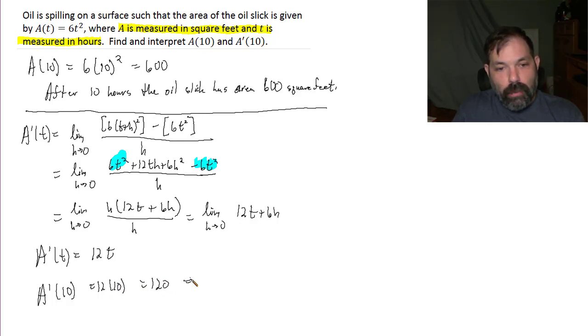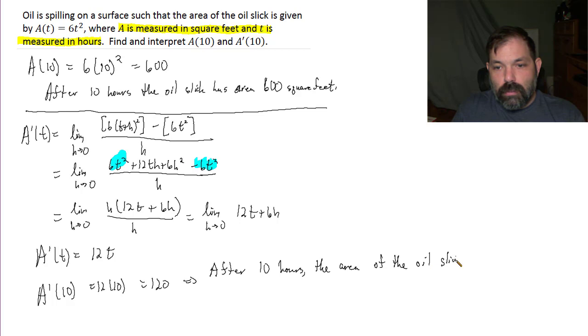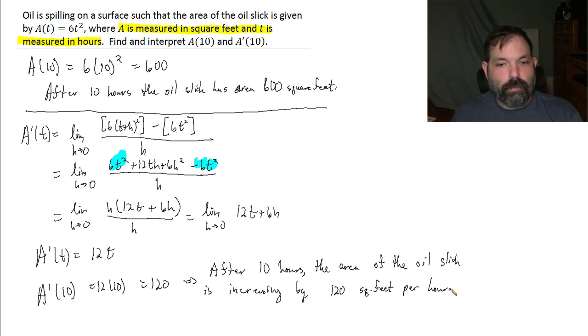Now interpreting that, after 10 hours the area of the oil slick is increasing, again, because 120 is a positive number. That means the function is increasing at that point. The area of the oil slick is increasing by 120 square feet per hour. All right, so there's a couple examples of how, if we're given a physical situation with a function, we can interpret the derivative in context.